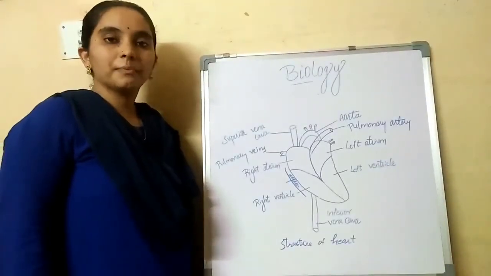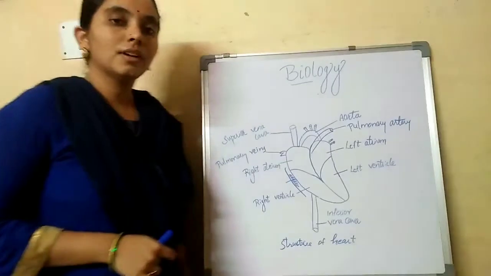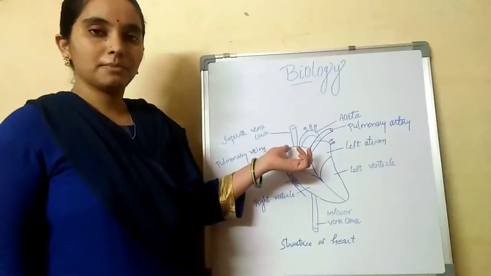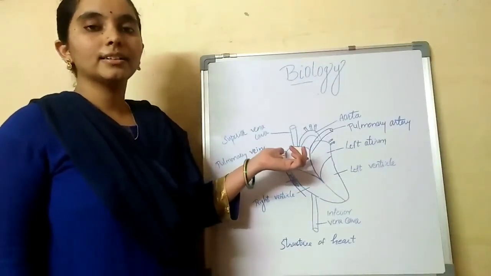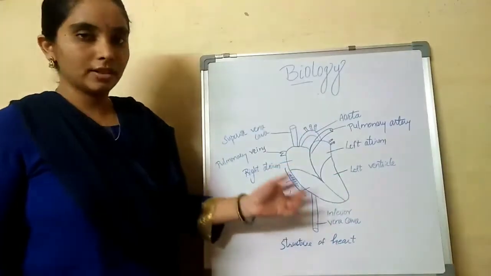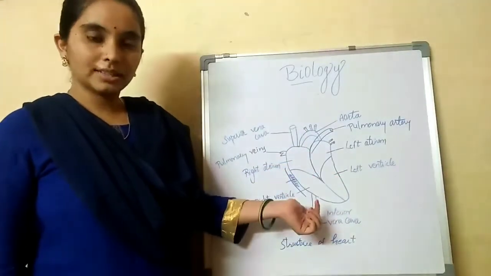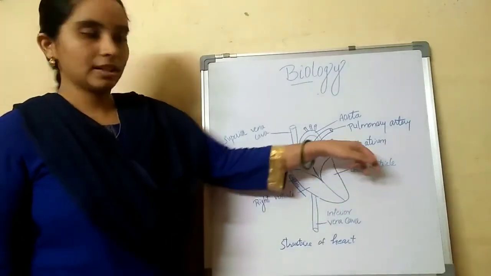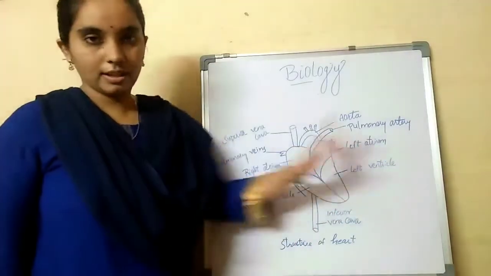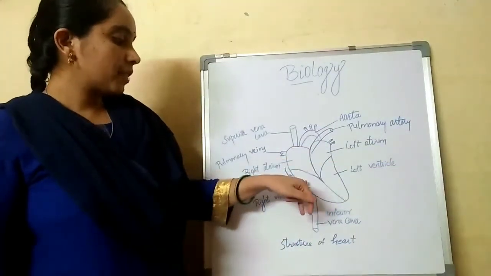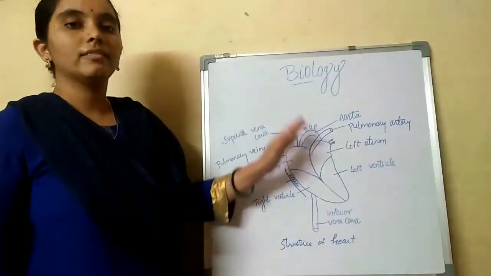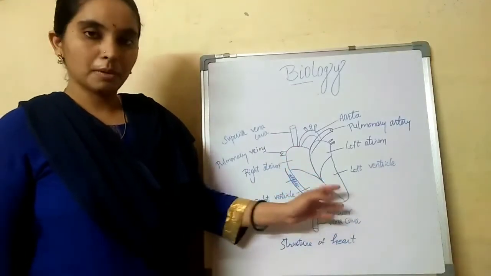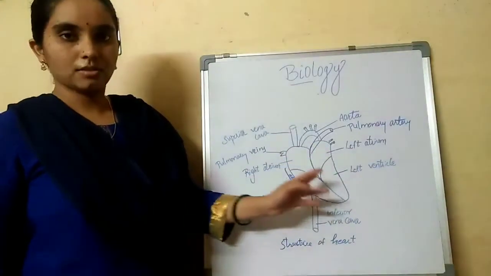Now let us study the internal structure of heart. The heart is internally divided into four chambers. The upper two chambers are called atria. Atria is the plural word and atrium is the singular word. The lower two chambers are called ventricles. So we have the right atrium, left atrium, right ventricle and left ventricle. These chambers are also divided by a layer called septa. This septa is the membrane or layer that divides the four chambers of the heart.